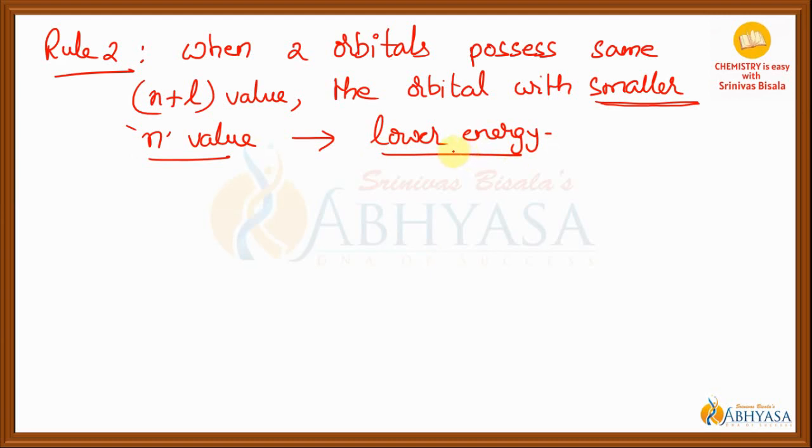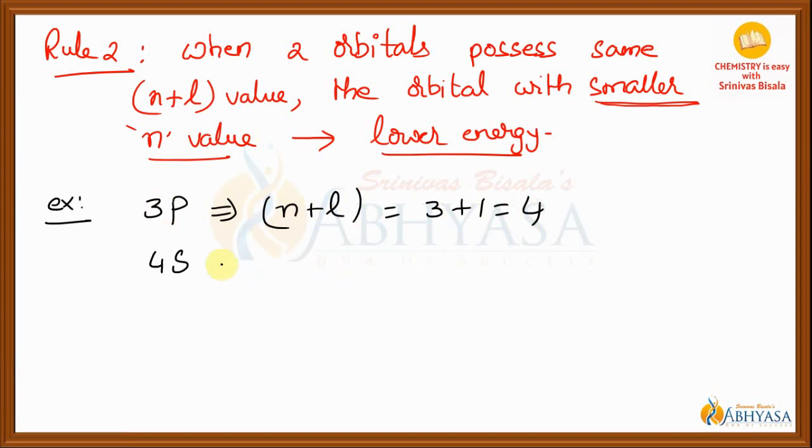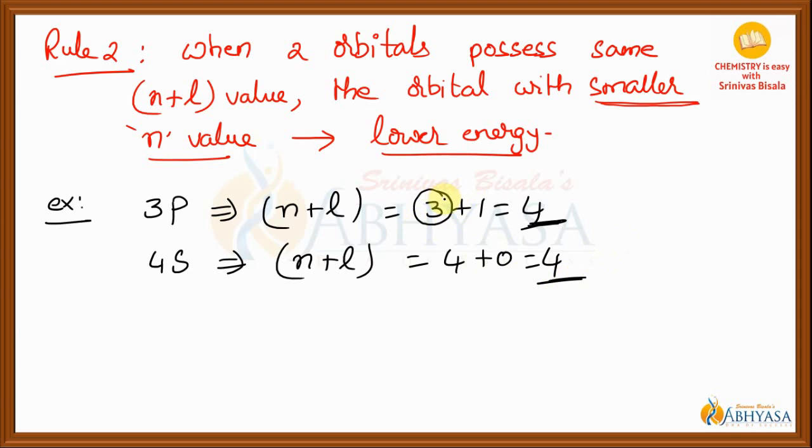Let's understand this by taking an example. Let us compare the 3p orbital with the 4s orbital. For the 3p orbital, n plus L value is 3 plus 1, which is 4. And for the 4s orbital, the n plus L value is 4 plus 0, which is again 4. So even though both have the same n plus L value, they do not have the same energy. Out of these, the 3p orbital has the smaller n value, and that is the reason why it has lower energy. Now, based on this concept, let us solve this question.